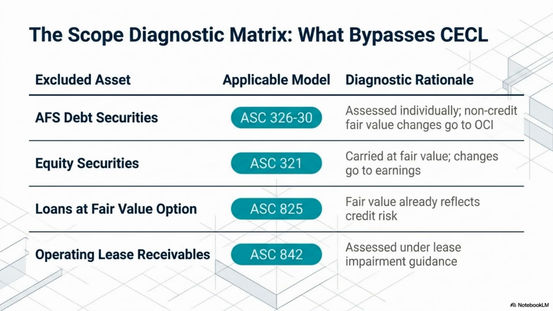Loans at the fair value option are covered by ASC 825, and their fair value already prices in credit risk. Operating lease receivables sit under ASC 842 and are assessed using lease-specific impairment guidance. Different measurement models, different impairment rules.